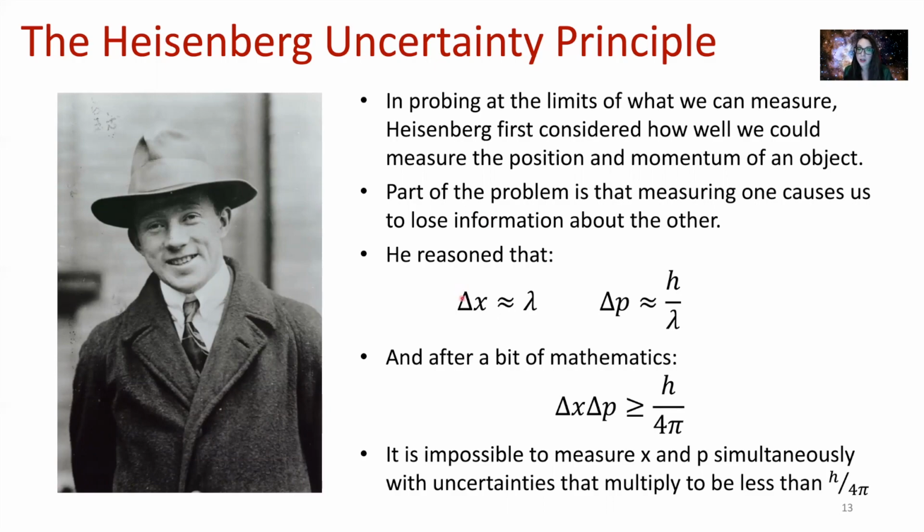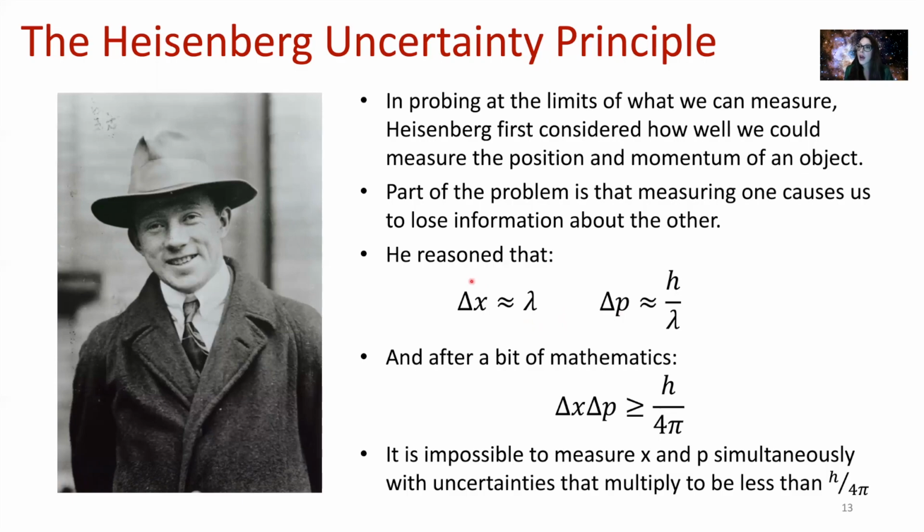Delta x here is going to represent our uncertainty on the position of a particle's location. Delta p is going to represent our uncertainty on the momentum. Remember that momentum was mass times velocity. We use p to represent momentum.